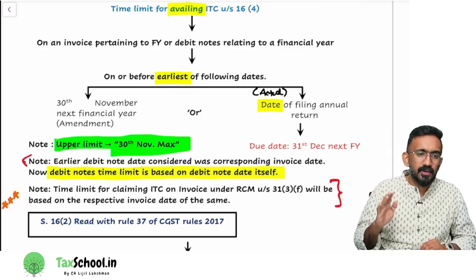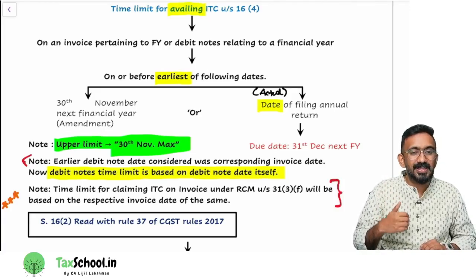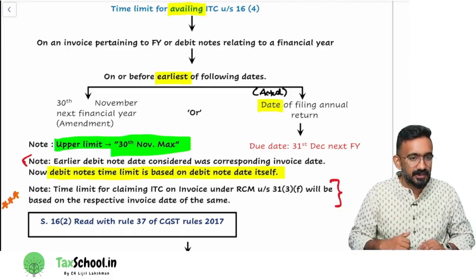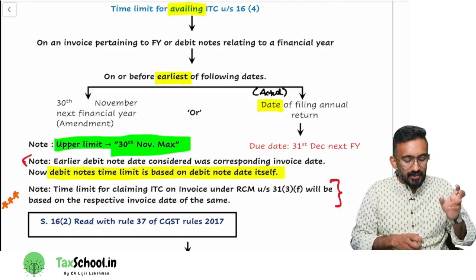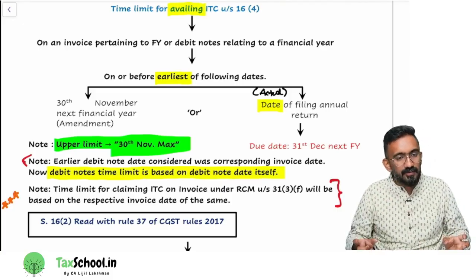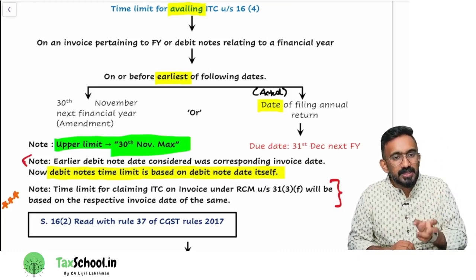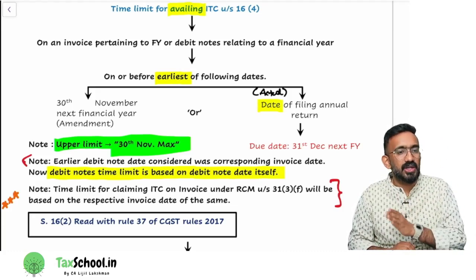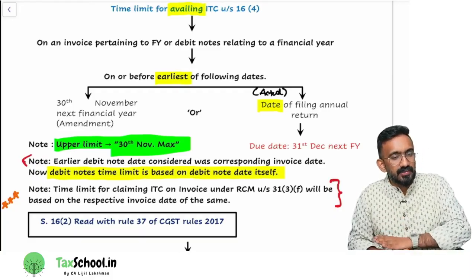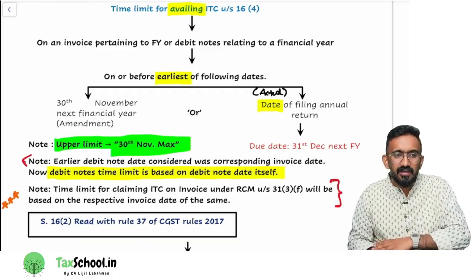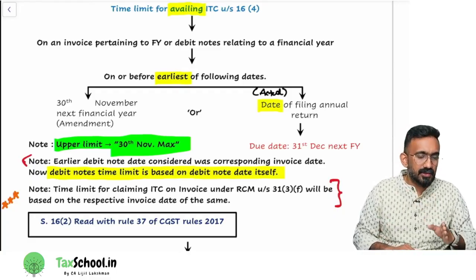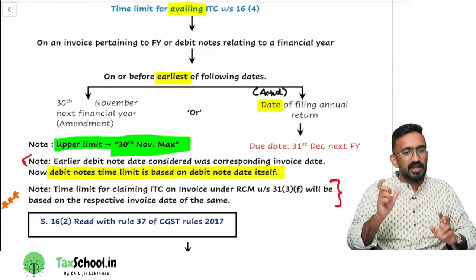But if you filed annual return even before this, then the last date by which we can take ITC would end by the date of filing annual return. So the wordings that we have used is 30th November next financial year or actual date of filing annual return, whichever is earlier. So we can also say max you can claim ITC by 30th November next financial year. Beyond that is not allowed, because date of filing annual return will be relevant only if the annual return is filed even before 30th November, because whichever is earlier is the wordings that we have used.